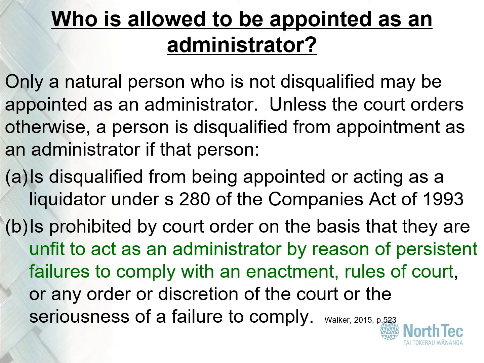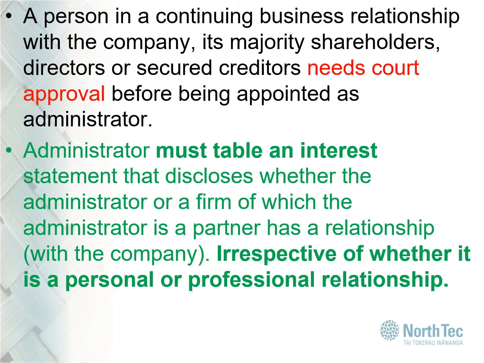It's interesting. If the person is prohibited by court order on the basis that they are unfit to act as an administrator by reason of persistent failures to comply with an enactment, rules of court, or any order or discretion of the court, or the seriousness of a failure to comply. So a person in a continuing business relationship with a company, its majority shareholders, directors or secured creditors, all these people need court approval before being appointed as an administrator.